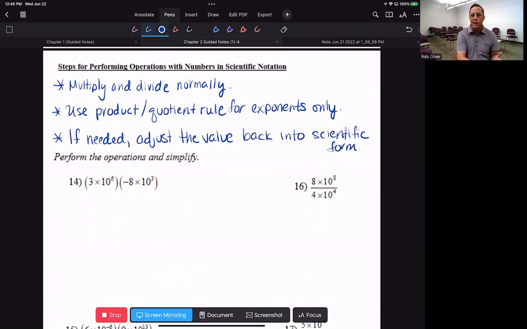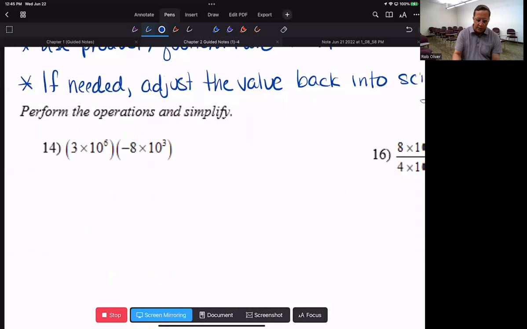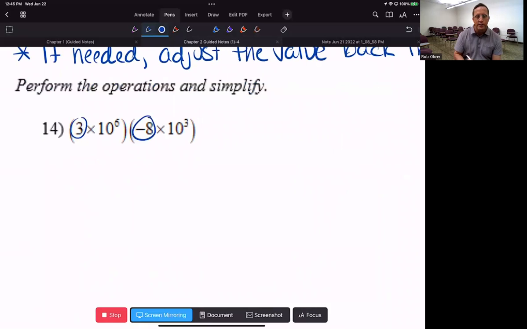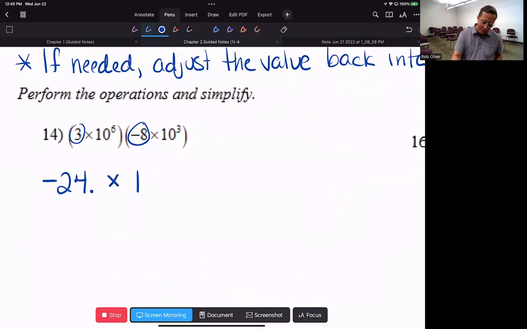So sometimes when we do the multiplication or when we do the division, we don't get a number that's necessarily in scientific form. Like number 14, let's start right off the bat here. So when we multiply the 3 times the -8, that's -24. Now that number is not in scientific notation, right? The decimal is right there. So we want that number to be between 0 and 10. I should have said also plus or minus. It could be between 0 and -10 as well, or between 1 and -10. All right, and then times 10.